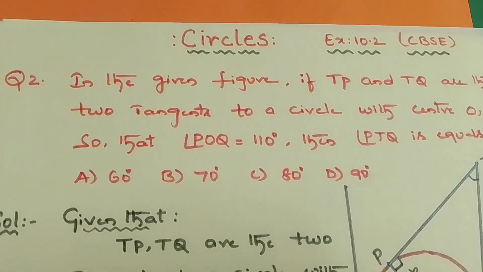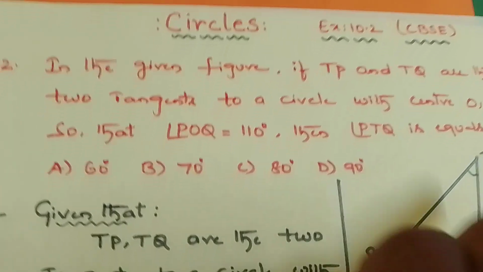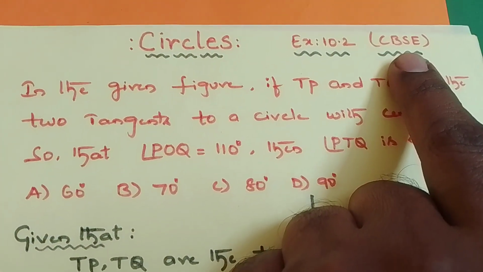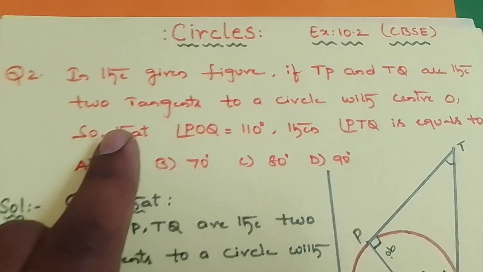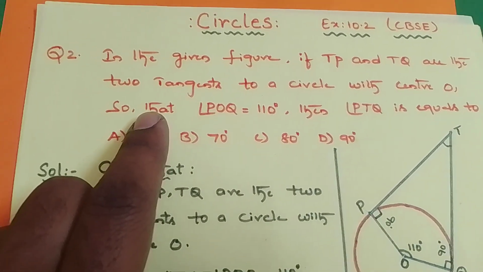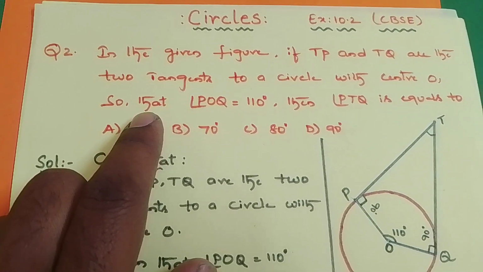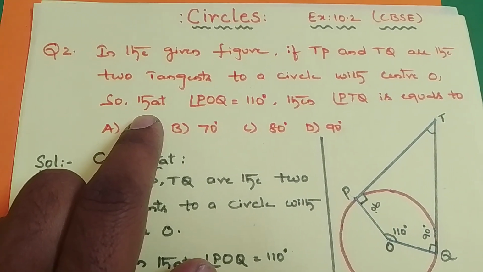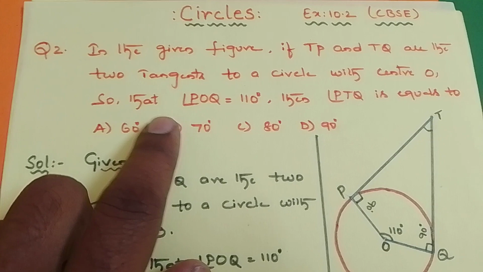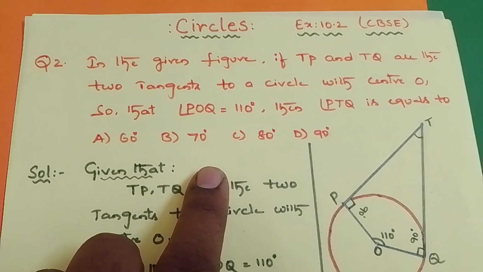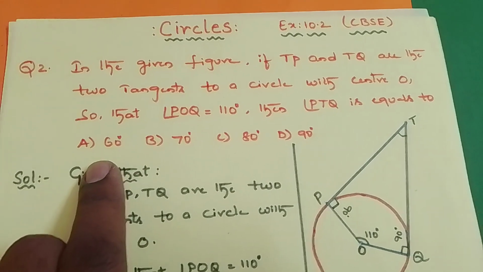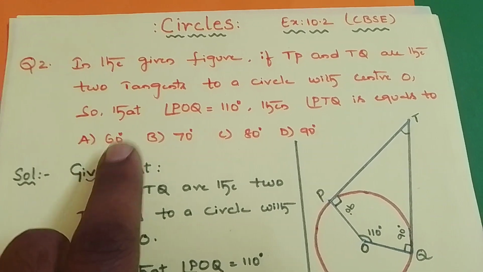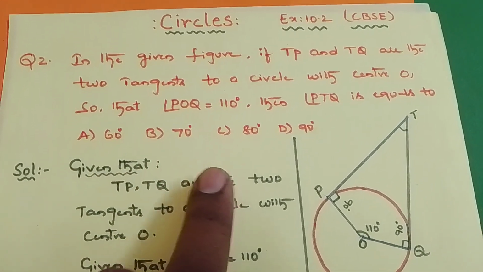Today we are going to discuss the chapter Circles, Exercise 10.2, CBSE curriculum. Question 2. In the given figure, if TP and TQ are the two tangents to a circle with center O, so that angle POQ equals 110 degrees, then angle PTQ is equal to. Options are A 60, B 70, C 80, D 90.